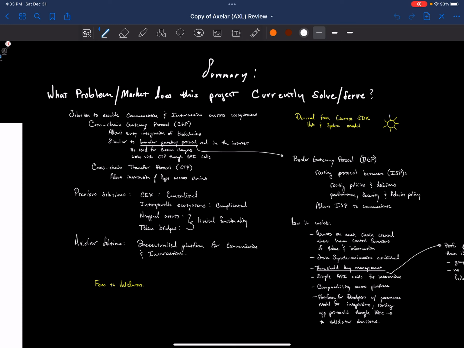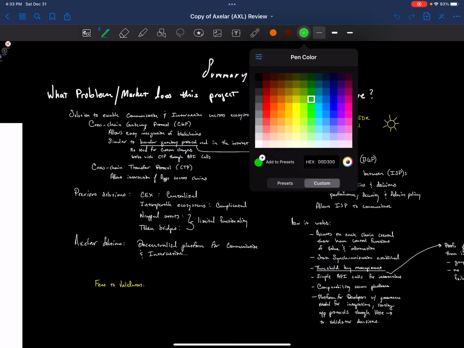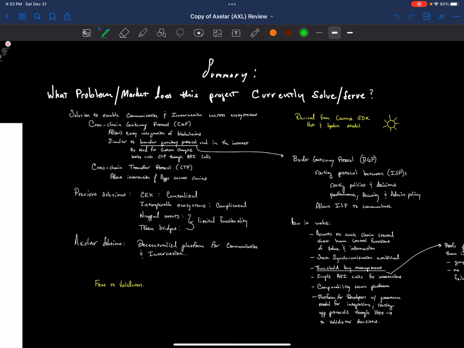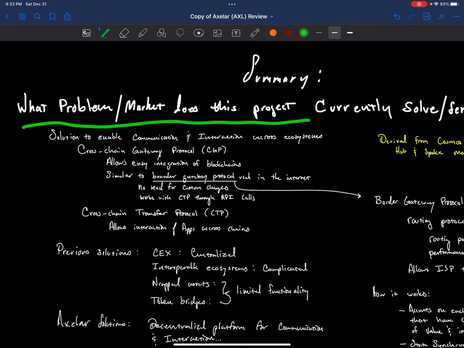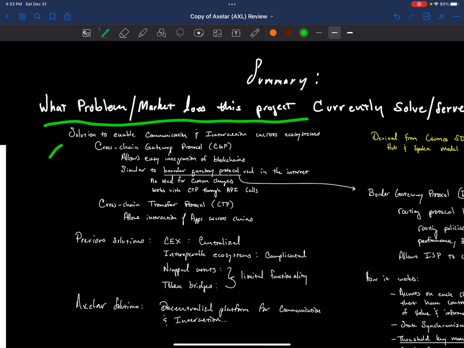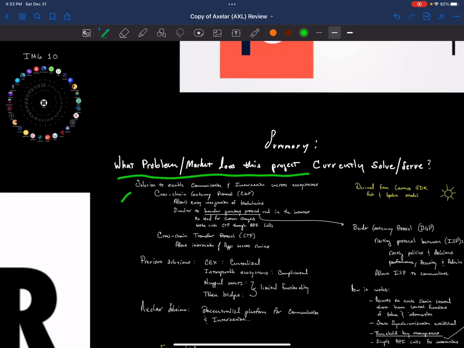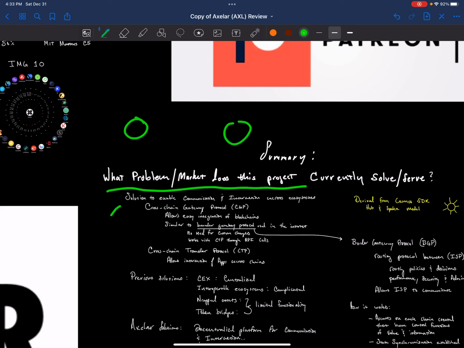So let me get this ready. This project, let me see here. What problem or market solution does this project currently solve or serve? The solution is to enable communication and interaction across ecosystems. It's a cross-chain protocol that allows for communication between blockchains. So if you have a blockchain, you can think of it as this middle layer that allows for communication between blockchains.